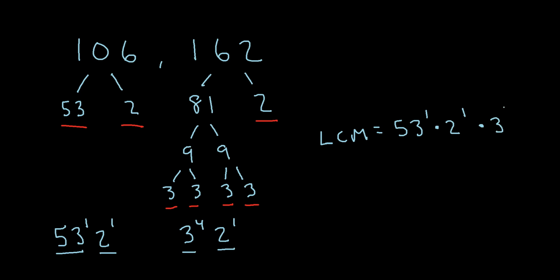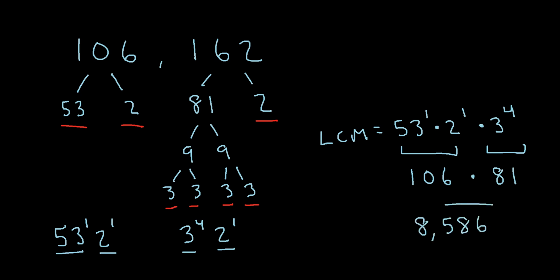So the least common multiple is going to be 53 times 2, that's 106. 3 to the 4th, that is 81. So the least common multiple is 106 times 81, and that turns out to be 8,586. So the least common multiple between 106 and 162 is 8,586.